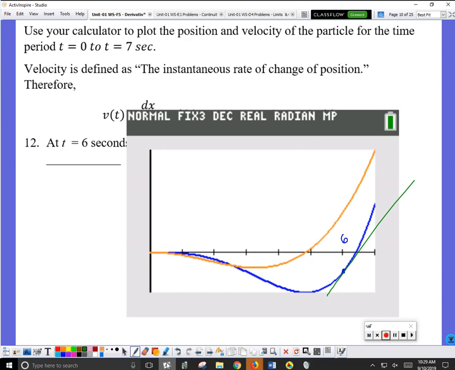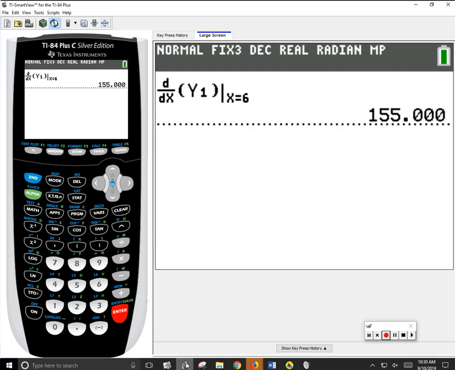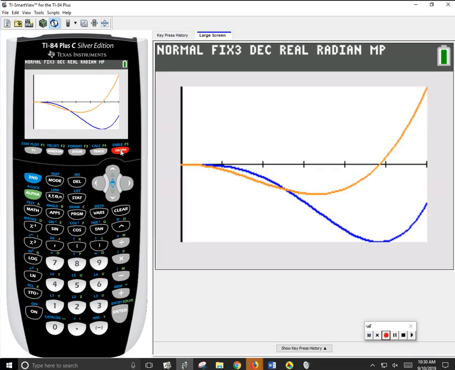So 155 is right there. Are you with me? Wave if you need me to do it again. Cool. Okay. Instantaneous velocity. We could also do this. Look. Back to the graph. Hit trace. Go to the velocity curve. Type times 6. 155. So instead of using that gradient, you could have gone to the velocity line and just done that.